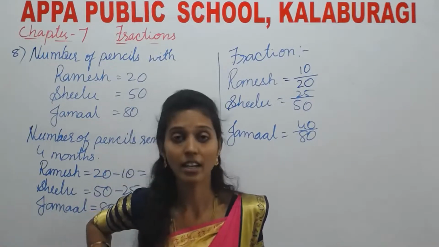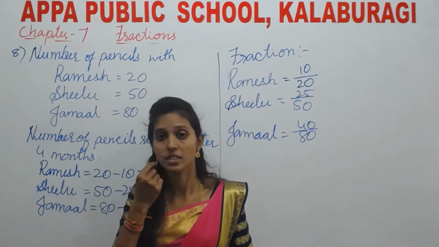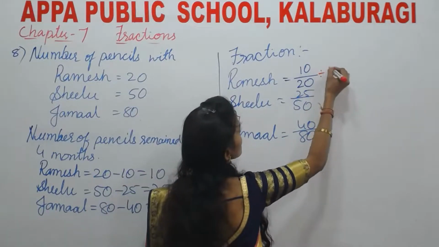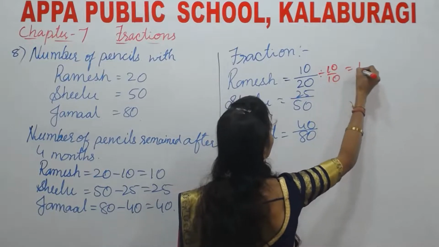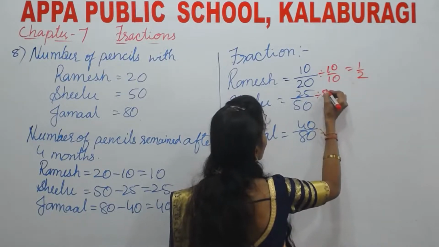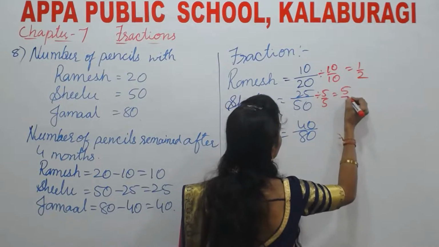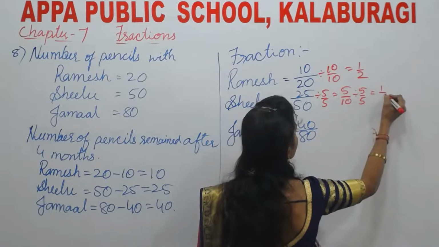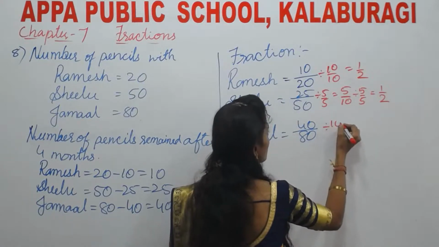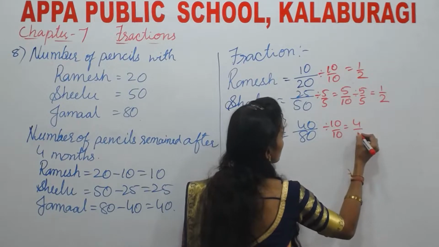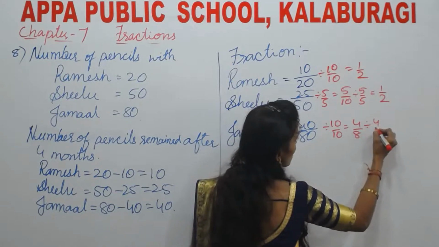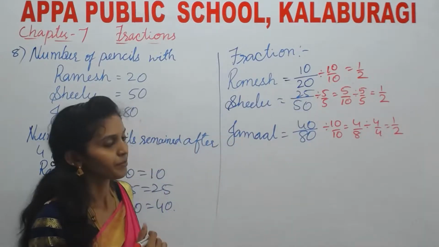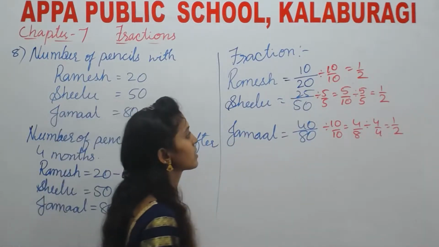Lastly, they asked, check if each has used the same fraction of pencils. Let us check. Both are divisible by 10, so you will get 1 by 2. Here both are divisible by 5. 5 5s are 25, 5 10s are 50. Now again both are divisible by 5. 5 1s are 5, 5 2s are 10. Here both are divisible by 10. 4s are 8s are. Now both are divisible by 4. 4 1s are 4, 4 2s are 8. See? All are the same, right?